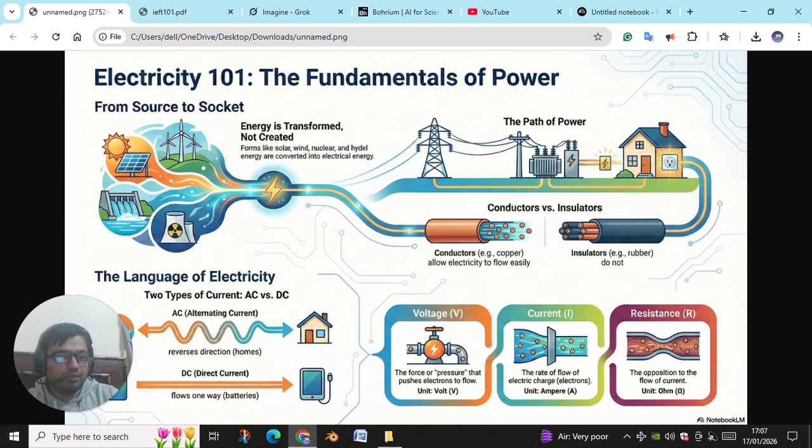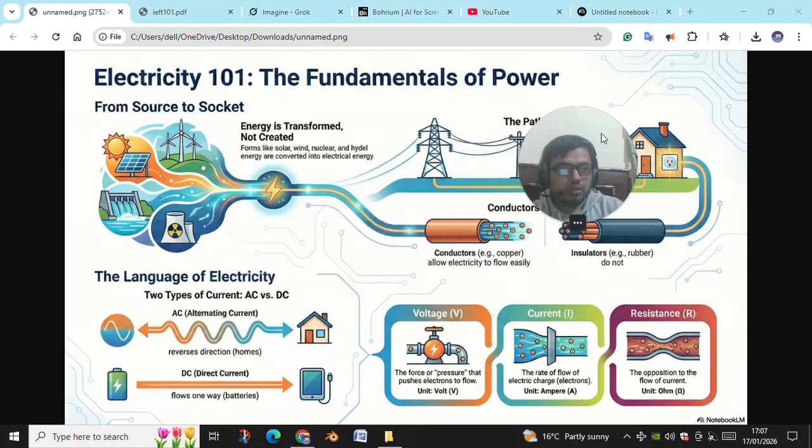In between socket and sources there are conductors and insulators. Conductors are manufactured with copper, which allows electricity to flow easily, and insulators like rubber do not.